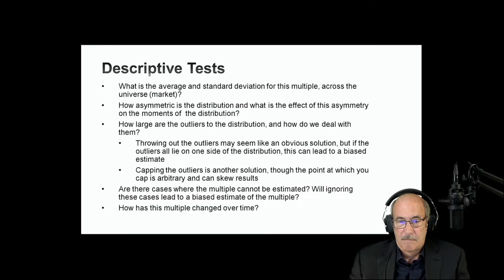I remember what my stat professor said in my first statistics class. He said, if you have an asymmetric distribution, a distribution where the outliers are all on one side, trust the median, not the average. So we'll look at the statistics of these distributions, but it's good to look at the data.